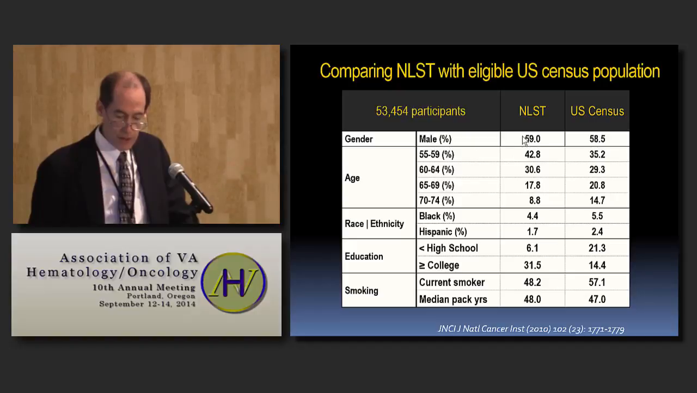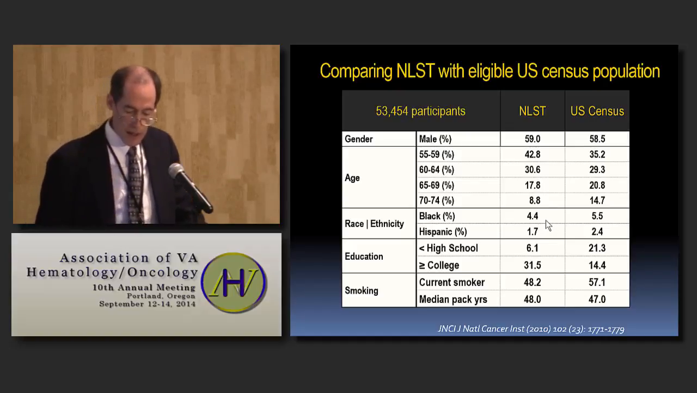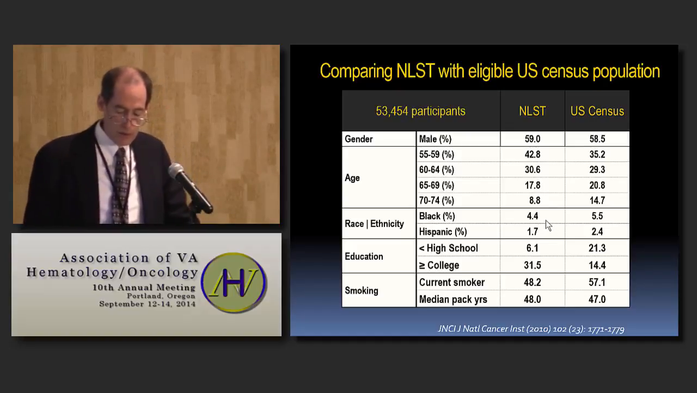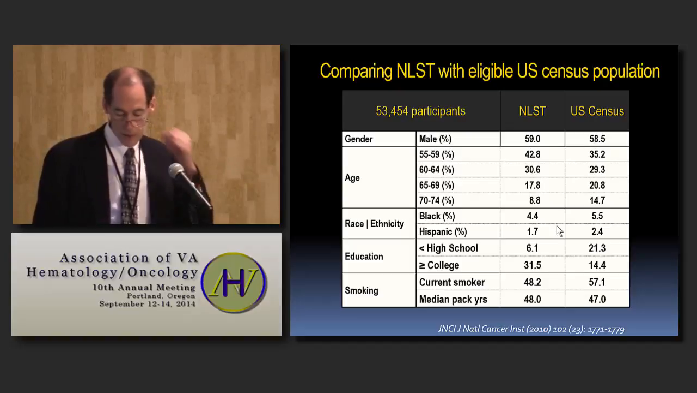The population that was enrolled in this study is not necessarily the same as the U.S. census population, and it's clearly not the VA population. So the difference was primarily in terms of education, and there were a relatively small number of African Americans and Hispanics enrolled in this study. So some have characterized this as the rich, highly educated white people study.